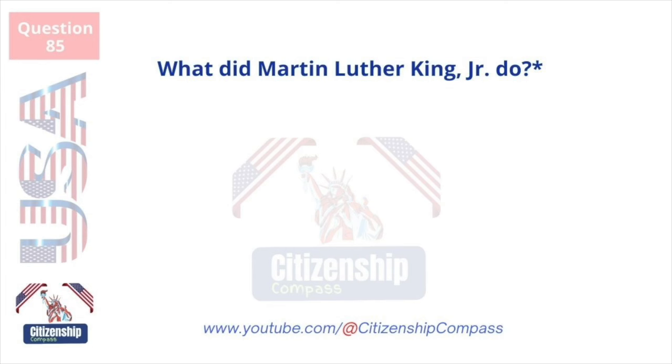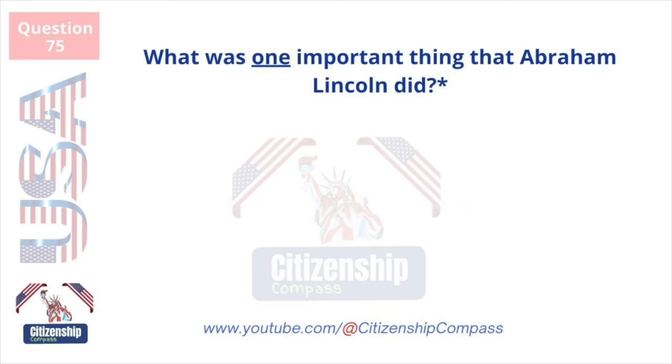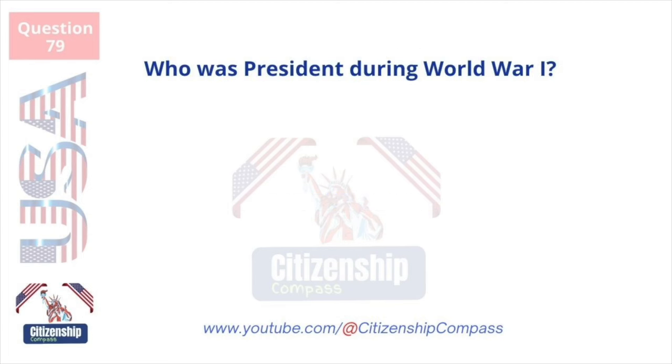What did Martin Luther King Jr. do? Fought for civil rights. What was one important thing that Abraham Lincoln did? Freed the slaves. Who was president during World War I? Woodrow Wilson.